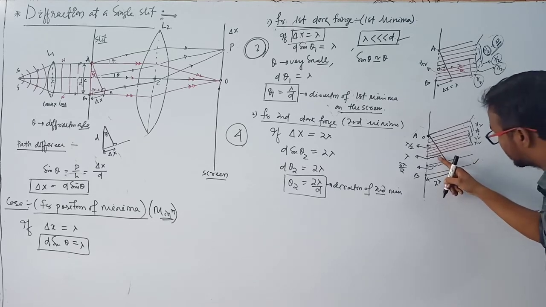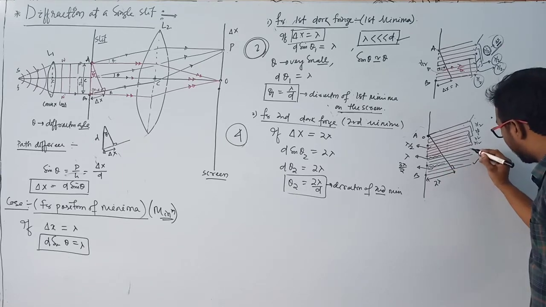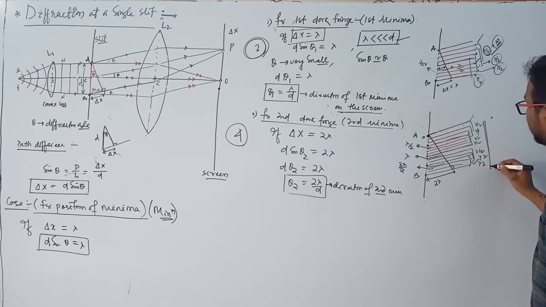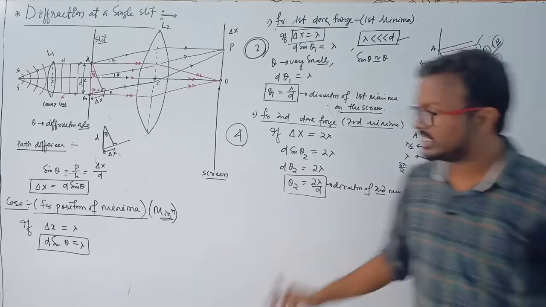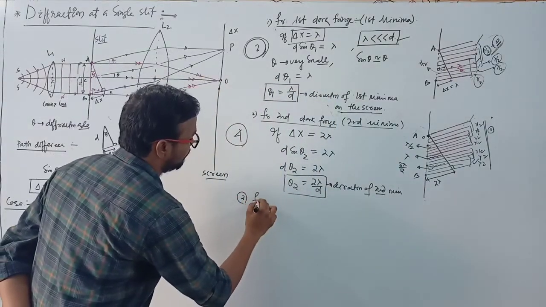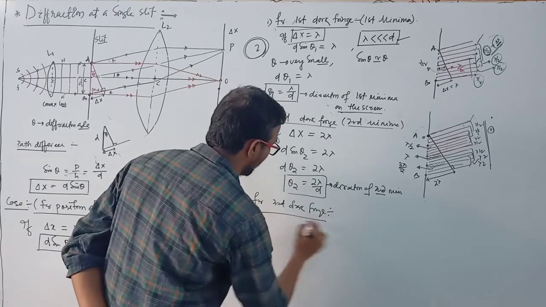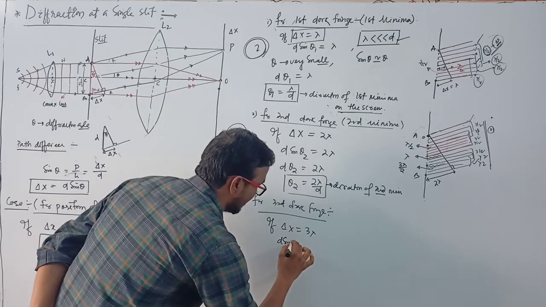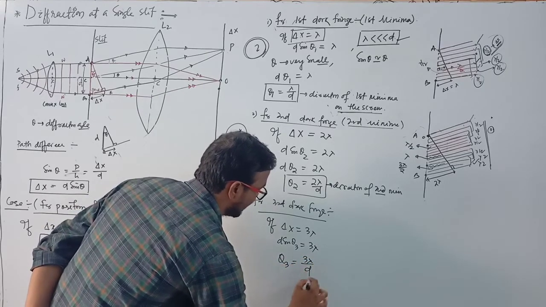Clear? Similarly, if you divide these two into 1, 2, 3, then the first ray and first, we get lambda by 2; second and second, lambda by 2; third and third, lambda by 2. So we get a point P which gives the dark point. Clear? So we divide it into 4 equal parts, we get a dark fringe. Similarly, if you want to find it for the third dark fringe, we have to take delta x equal to 3 lambda, then we can write d sin theta 3 equal to 3 lambda, but theta is very small here, so theta 3 equals 3 lambda by d.